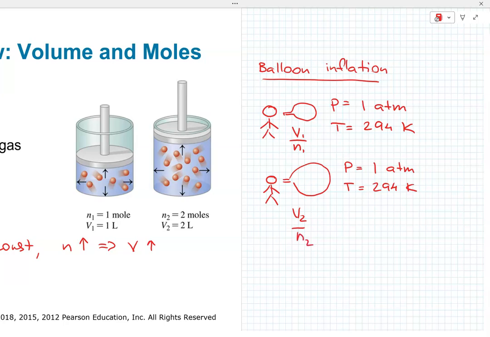Yes, go ahead. It all depends on the environment that you're blowing the balloon up in. If it were surrounded by water, it wouldn't be as expanded. Absolutely. Why wouldn't it be as expanded? Because of the pressure of the water pushing down on it. But you have to understand something.